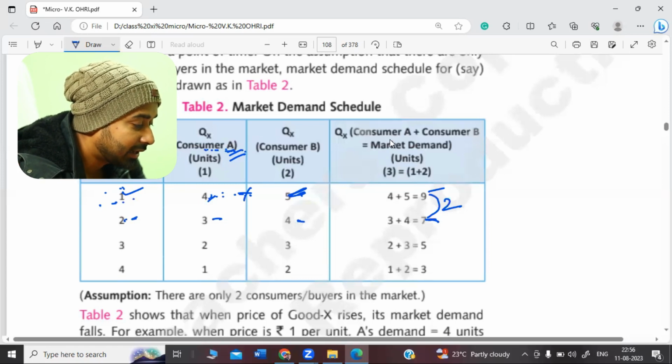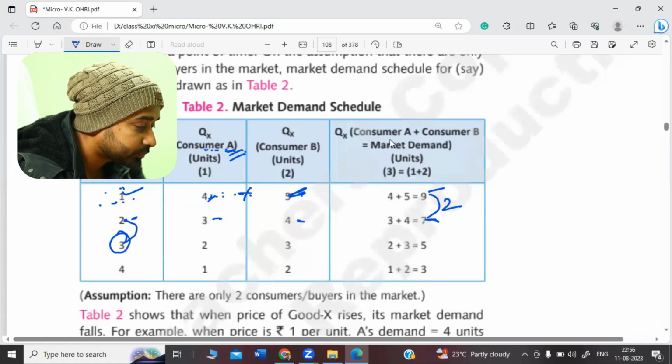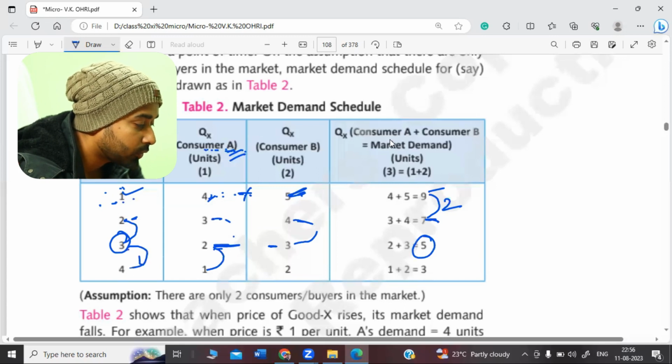I hope that is clear. Again if you go one more step, the price increases to 3 rupees. Now consumer A demands 2 and consumer B demands 3. So 2 and 3, total 5, is the market demand. Again, consumer A purchases 1 when the price increases to 4, and consumer B purchases 2. So 1 and 2 makes 3.